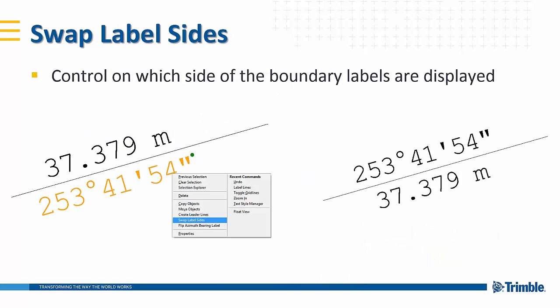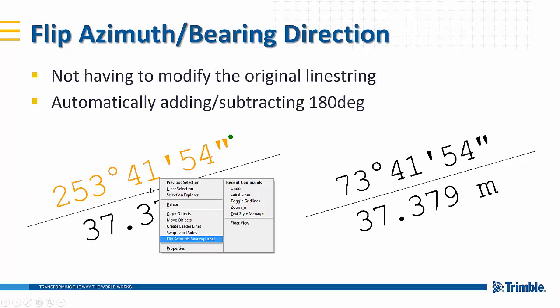The next interesting productivity enhancement is the ability to swap label sides. Simply right click on a label and you can swap label sides. Similarly, you can also flip azimuth and bearing direction with a right click. If you have a line string going in one direction, the azimuth is computed based on the direction of the line string. If you want the azimuth displayed as if the points were collected in a different order, you can simply right click on a label and say flip azimuth bearing label, and that will add or subtract 180 degrees to your azimuth or bearing label.